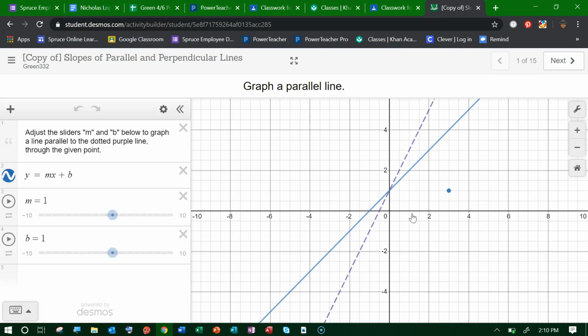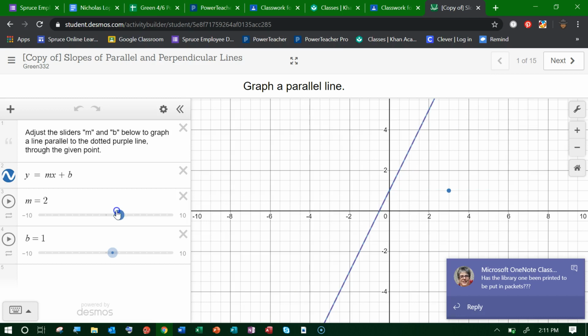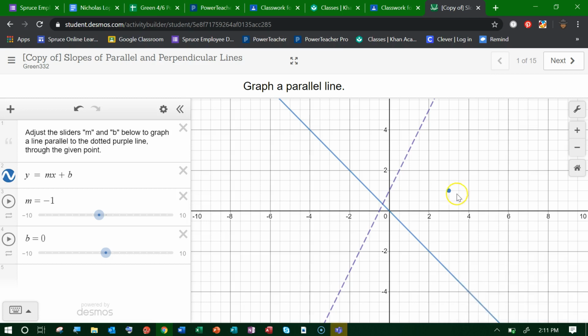All right, the first thing they ask you to do is to adjust the sliders M and B to graph a line parallel to the dotted purple line through the given point. So I want this blue line. If I change the slider, you see the slope is changing, and here I'm changing the y-intercept. So what I want is for this blue line to be parallel to this purple dotted line, and I want it to go through that point. Now, parallel lines have the same slope.